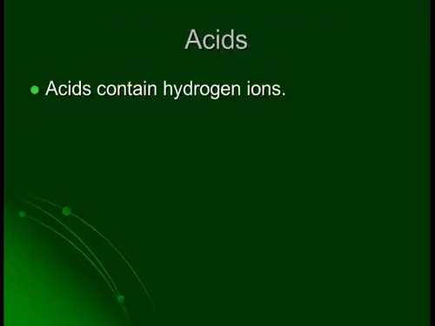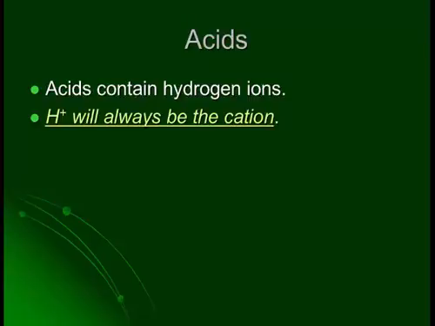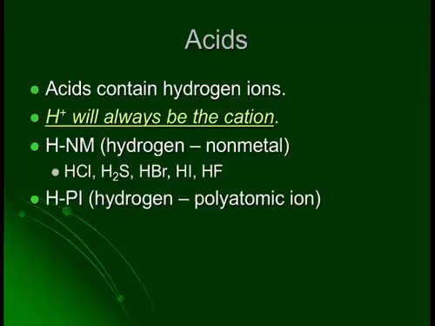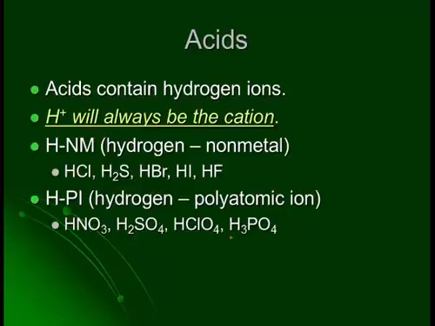Acids have hydrogen ions, and H+ is always going to be your cation. You'll have hydrogen bonded to a nonmetal like hydrochloric, hydrosulfuric, hydrobromic, hydroiodic, hydrofluoric. Or you'll have hydrogen bonded to a polyatomic ion like nitric, sulfuric, perchloric, phosphoric. But you can see all of these have this hydrogen first. Now if you have like H2 or H3, that comes from the charges.